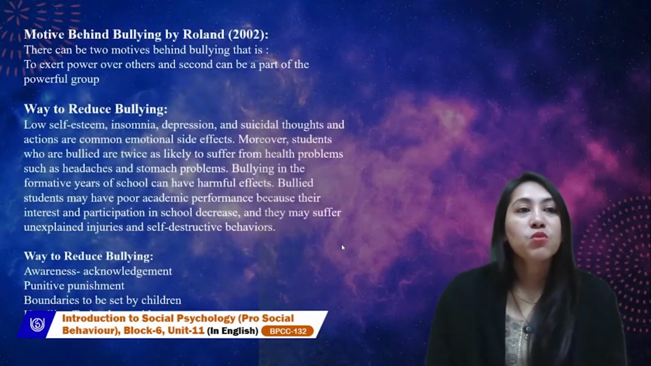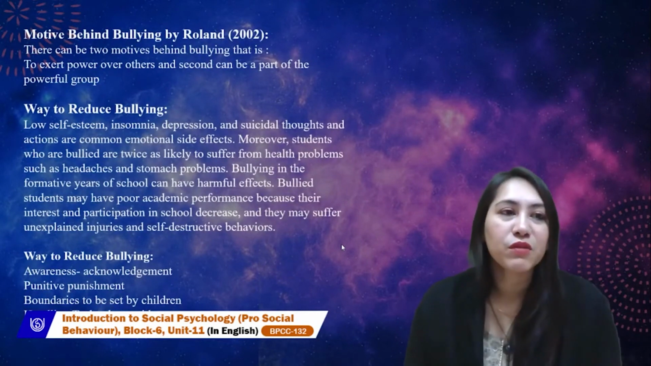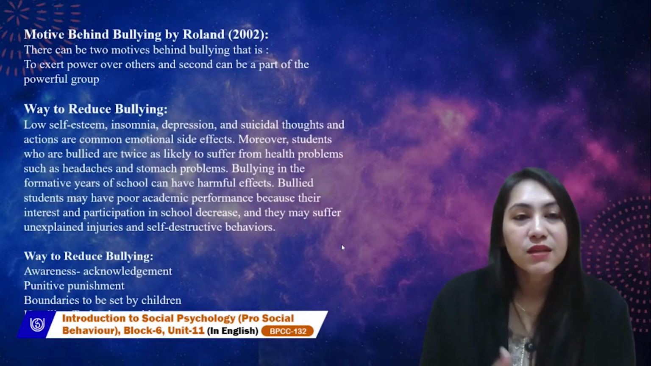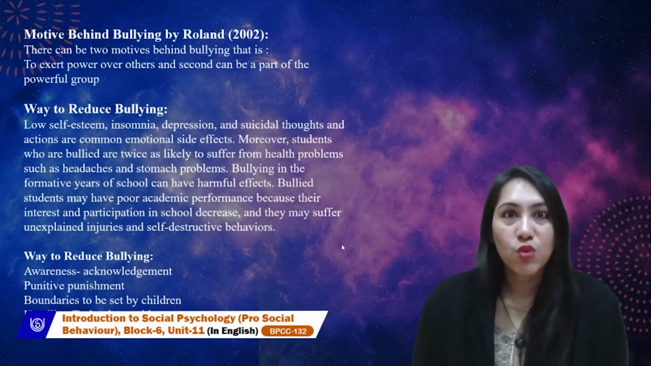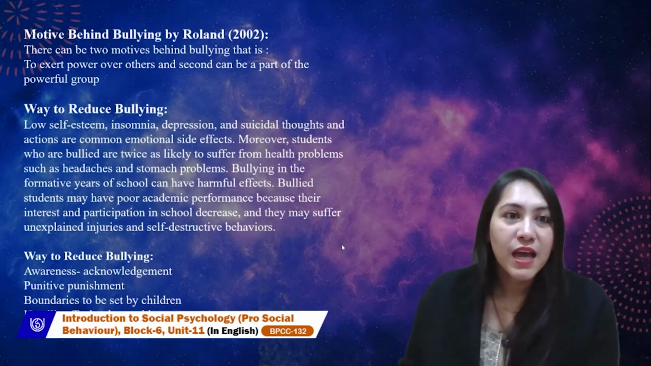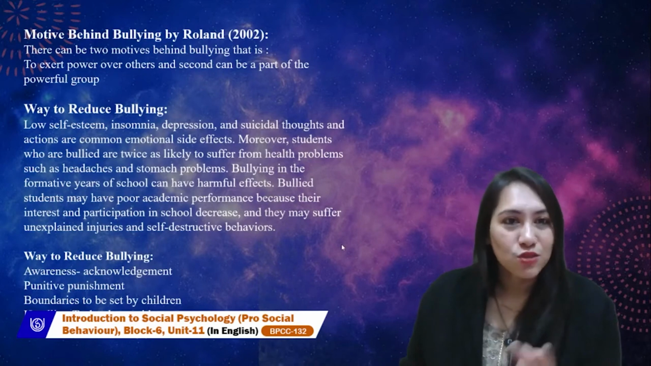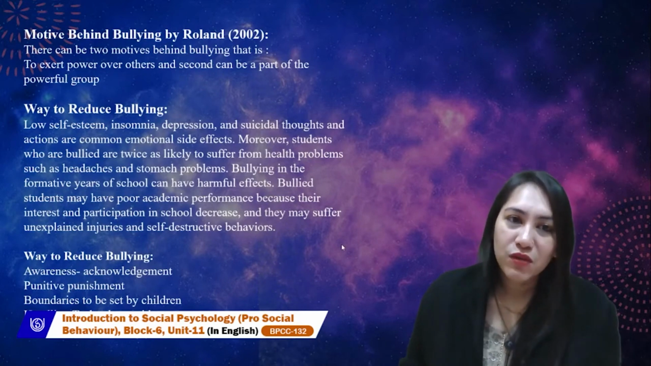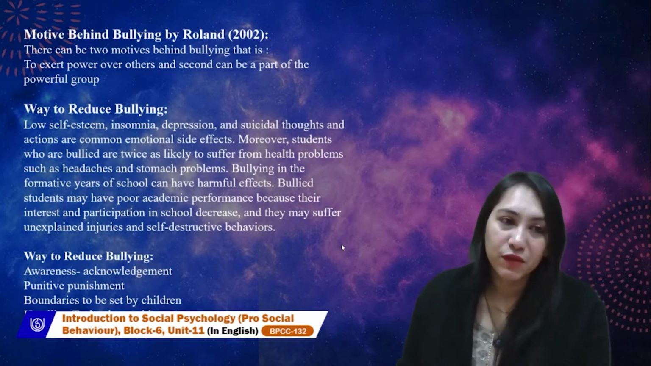Now, let's find out what is the motive behind bullying. Why do people do that? Two ways that we've discussed below: exerting pressure over others, and at times people bully because they want to be a part of the powerful group. A powerful group is bullying others, and you want to endorse that power, so you end up bullying others. So, two: first is exerting power over others, the other is being a part of the powerful group.